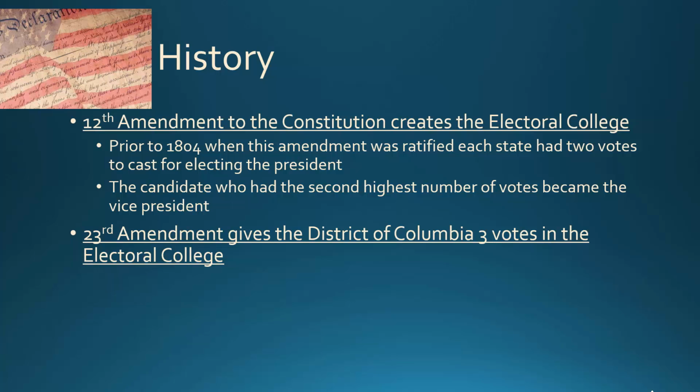The 23rd Amendment to the Constitution gave the District of Columbia 3 votes in the Electoral College. The District of Columbia is the nation's capital. It's not a state, and it's not a county, and it's not a city or a town. It's the District of Columbia. It is our nation's capital. And there are people who live within the District of Columbia, so they needed to be represented in the Electoral College.